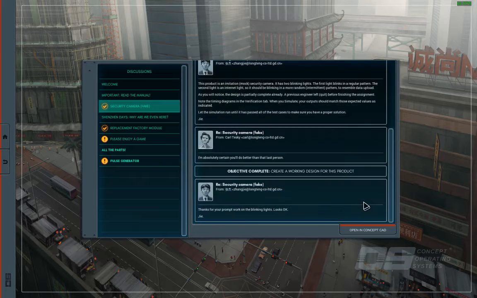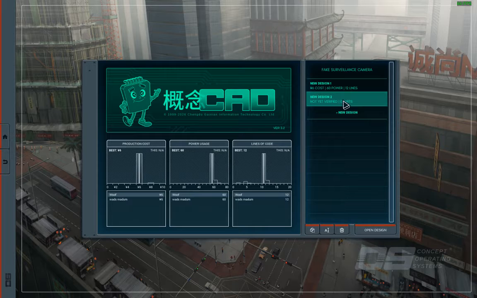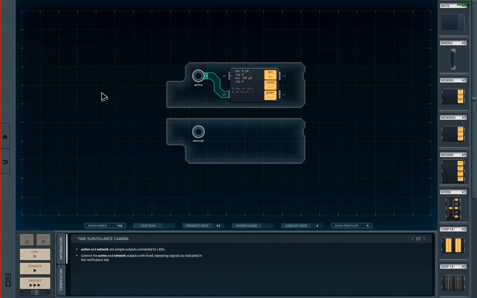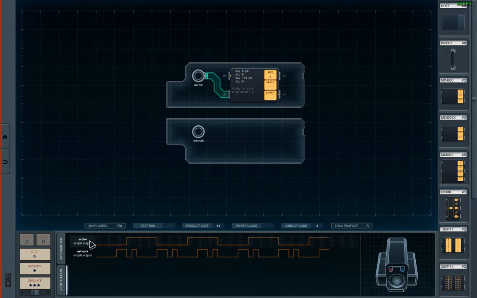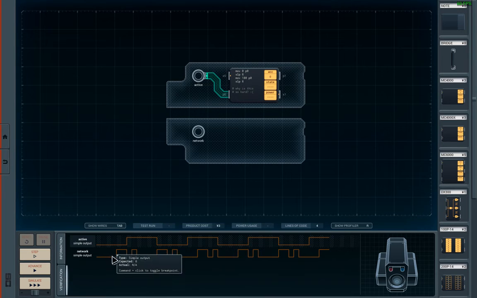So I've done this one before, so he just says I've got this thing for you, and you should make this stuff, and I'm gonna start this design, and you get into this space where you play. And as you see, it says active and network are symbol outputs connected to LEDs. Control the active and network outputs with fixed repeating signals as indicated in the verification tab. So you have active and network. Those were the two that we have to create repeating signals that imitate these curves.